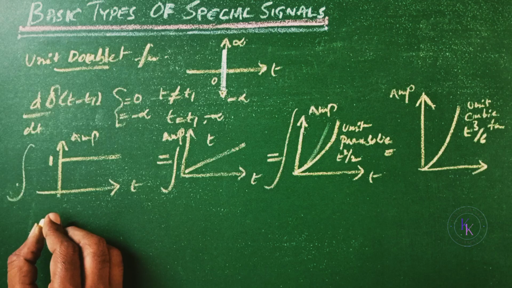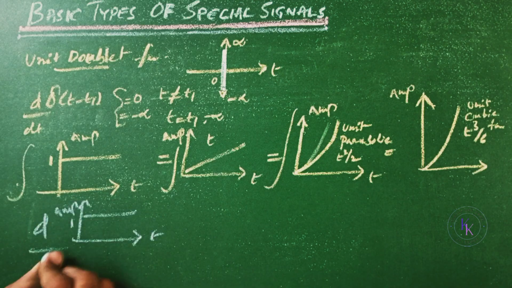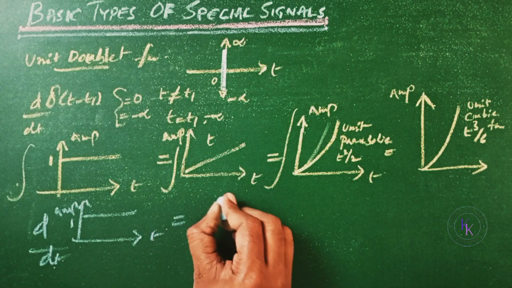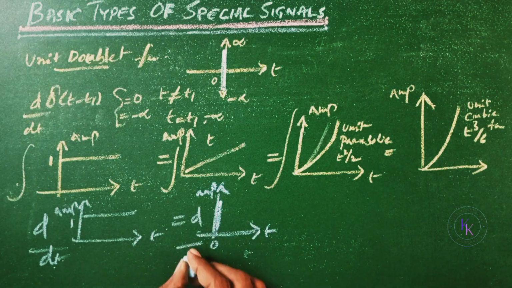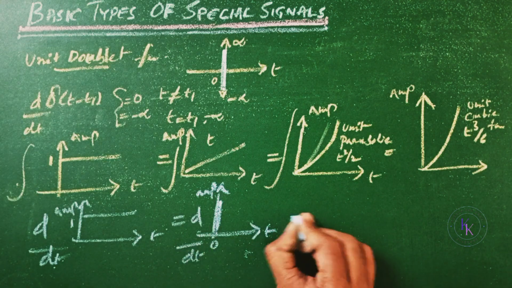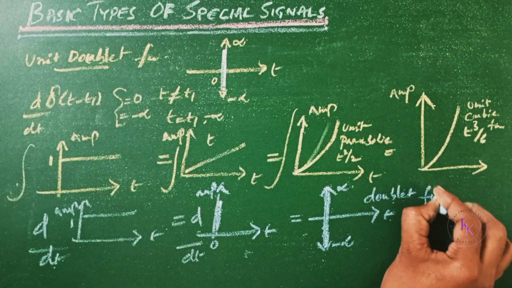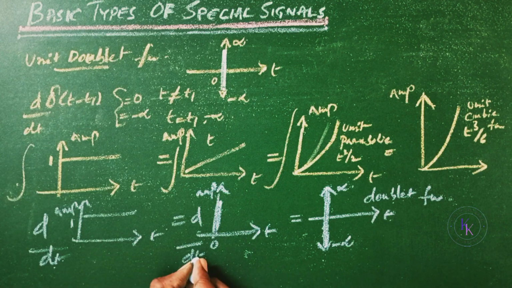Now, similarly, for the step input, if you differentiate with respect to time, we know that you are going to get an impulse function. Again, if you differentiate this function with respect to time, then you are going to get the unit doublet function. The differentiation of the step function gives us the unit impulse function, which on further differentiation gives us the unit doublet function. This is regarding the basic types of special signals.